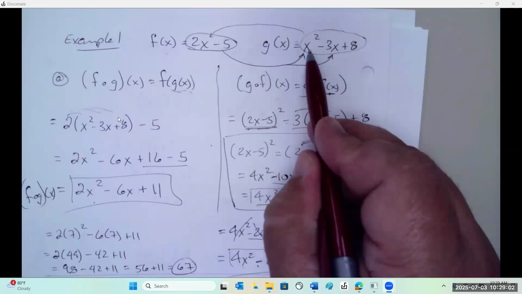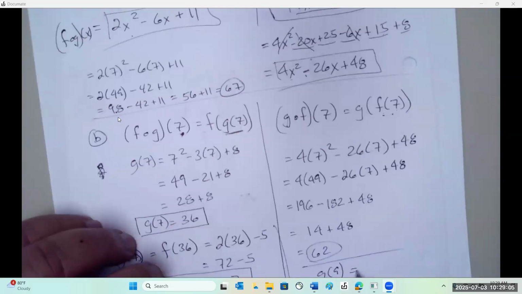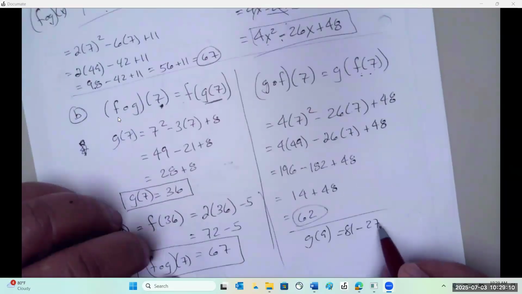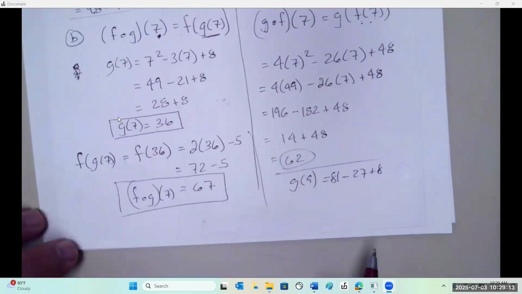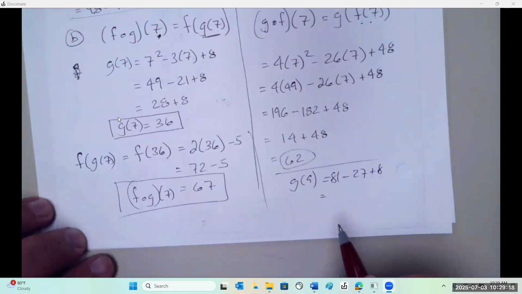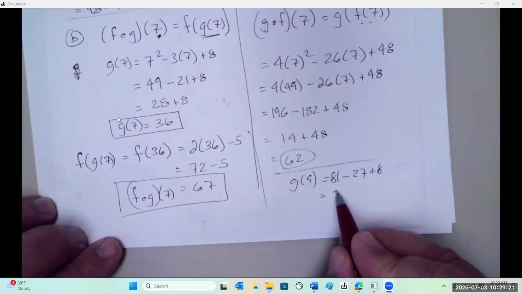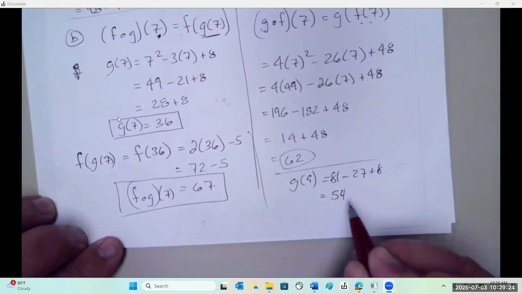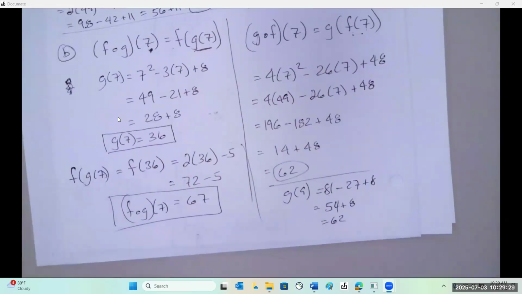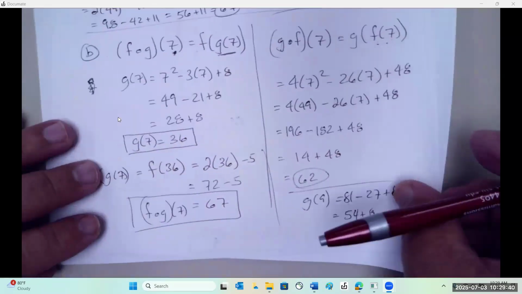What is 9 squared? It's 81. 3 times 9 plus 8. These numbers look a lot easier to deal with. 81 minus 27 is 54. 54 plus 8 is 62. You can use whatever method you want to do. I personally like to find the values first and plug them in there. Makes it much easier.